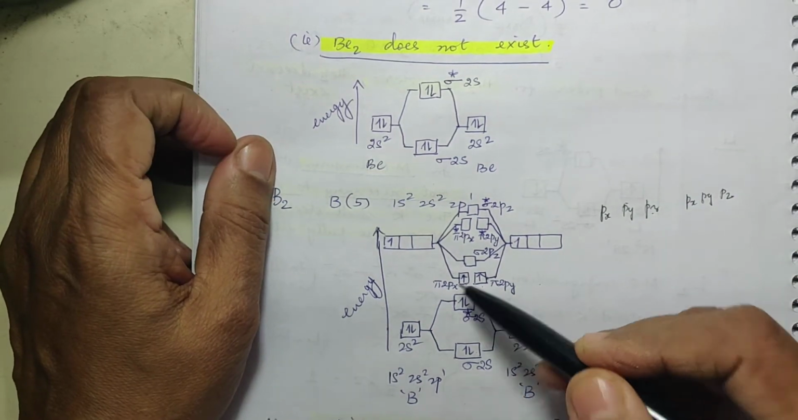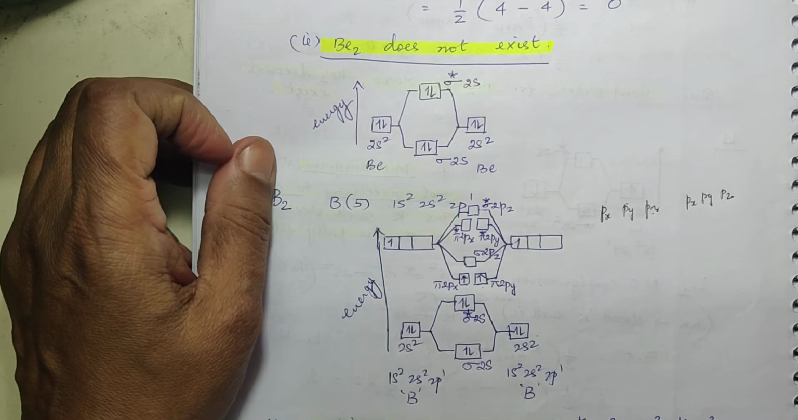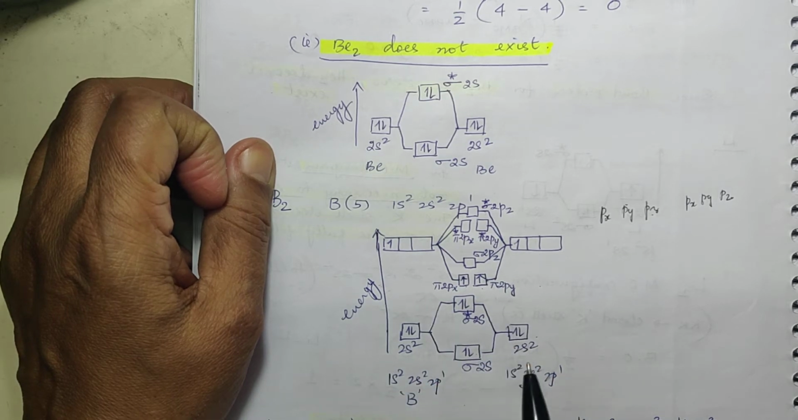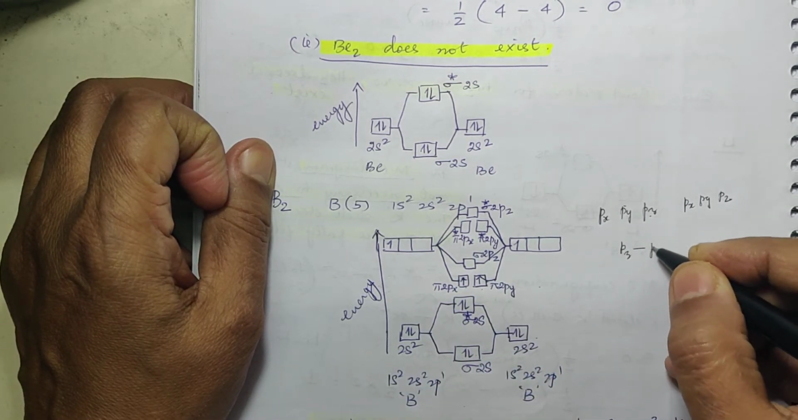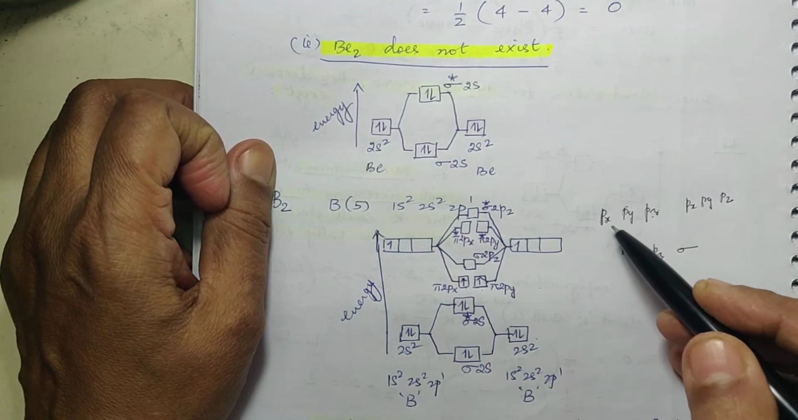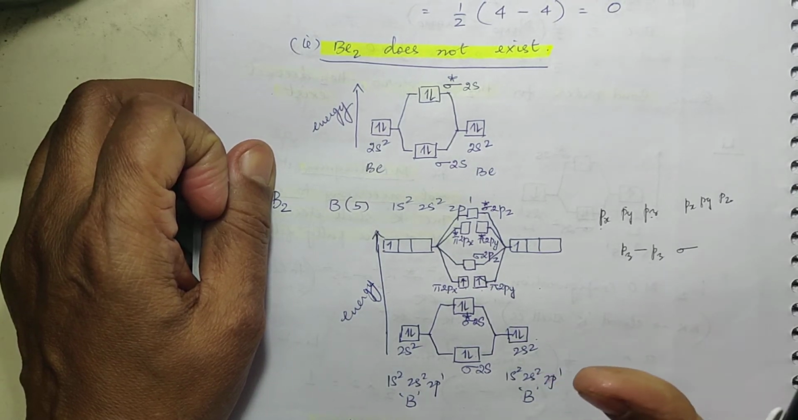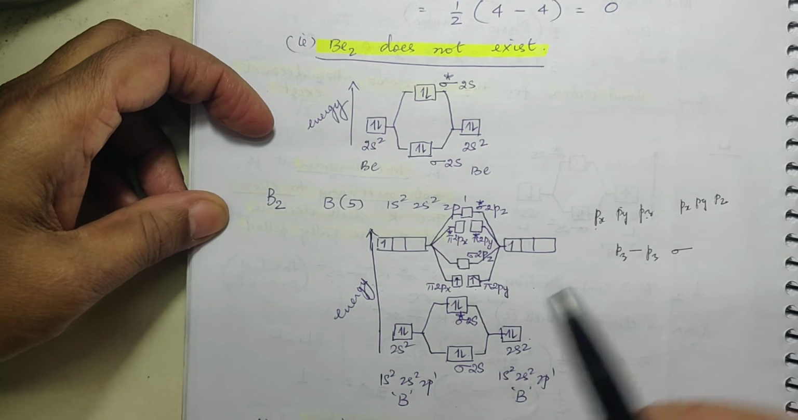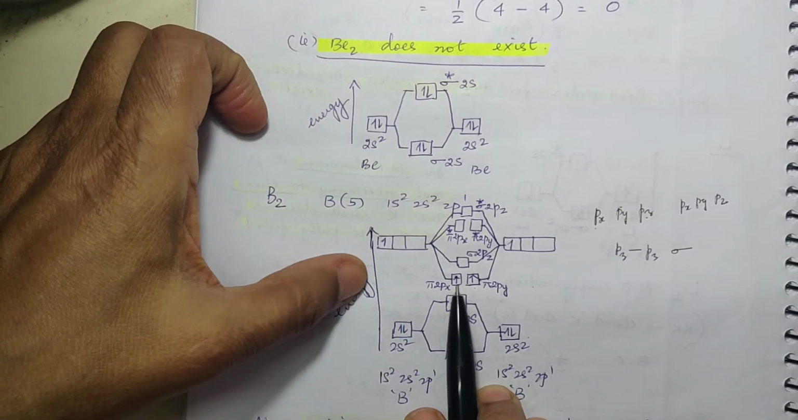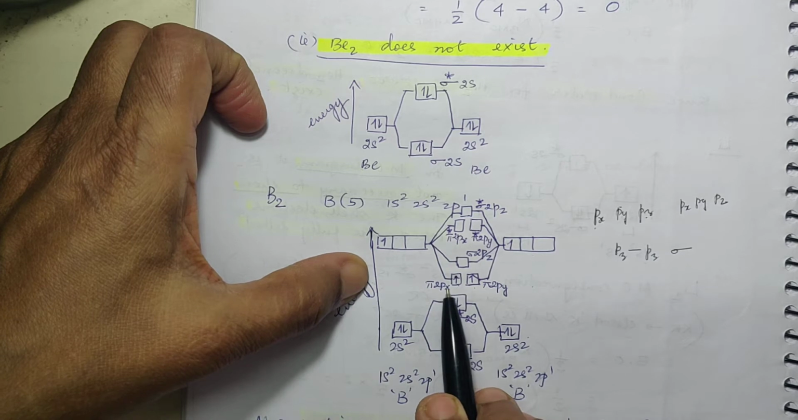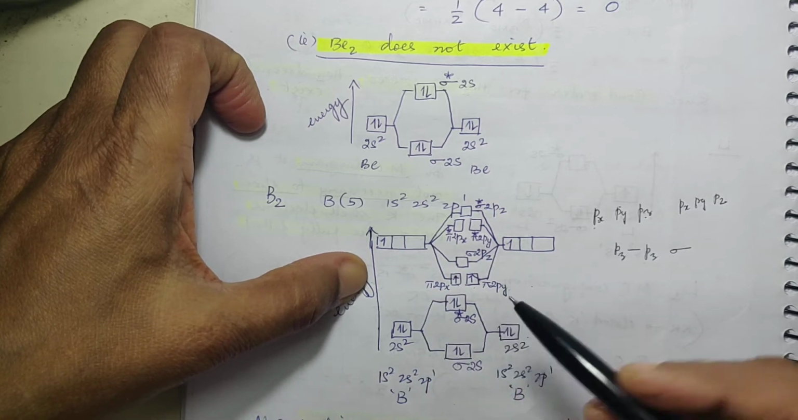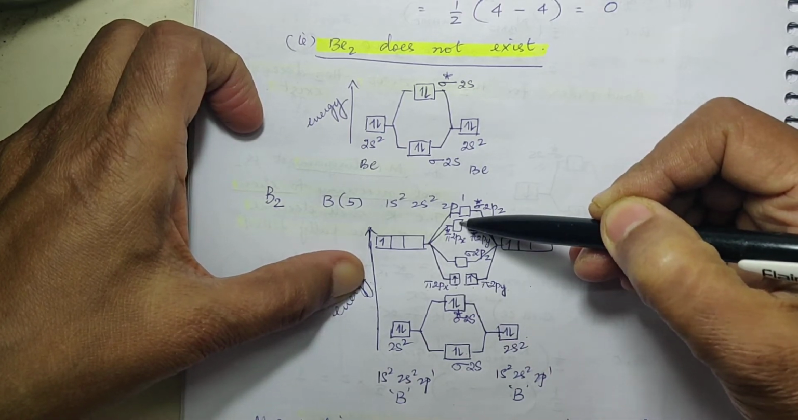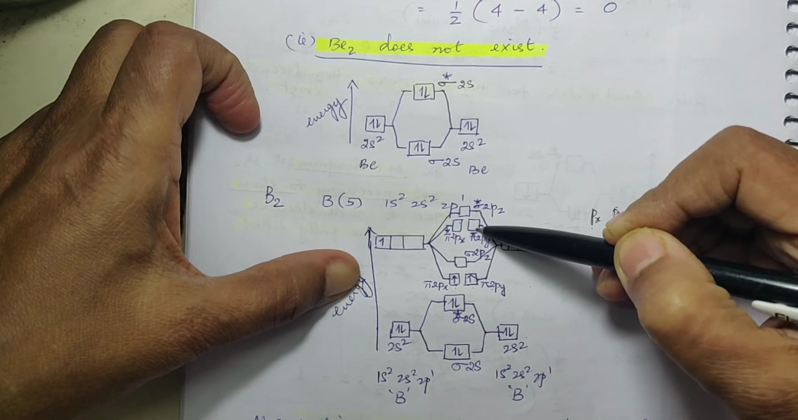Now initially at the lowermost end, energy corresponding to this, you have pi 2px, pi 2py. Now why pi? I told you pz with pz is sigma, right? So px and py, they will form only pi bonds. So their overlap is above and below the plane, right? So you have the molecular orbitals with least energy as pi 2px and pi 2py. Now pi 2px is bonding, its corresponding anti-bonding pi star 2px is here. Same way pi 2py is here, pi star 2py is here.